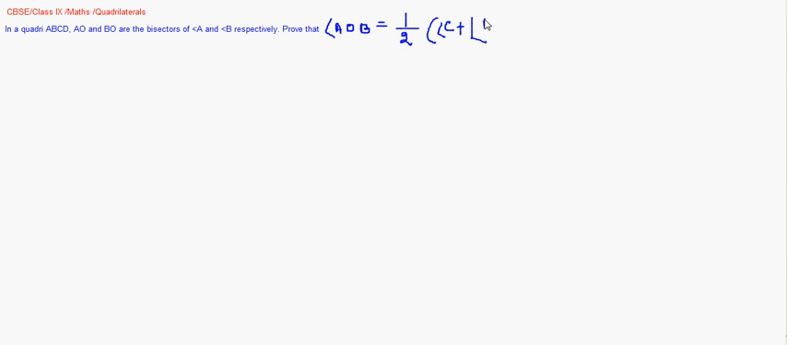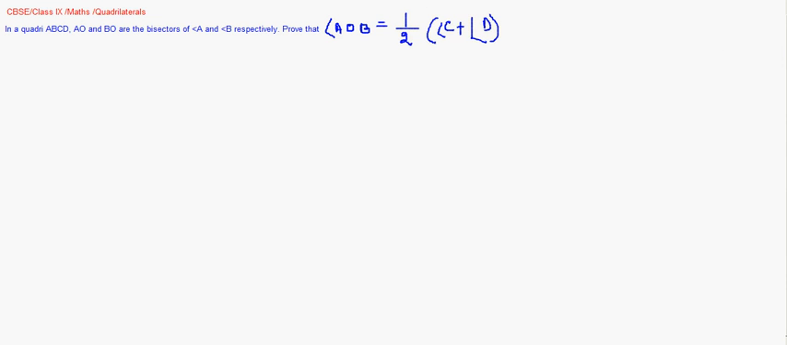I write down a question, then we draw the figure for it and solve. In a quadrilateral which is named as ABCD, AO and BO are the bisectors of angle A and angle B respectively. Prove that angle AOB is equal to half of angle C plus angle D.